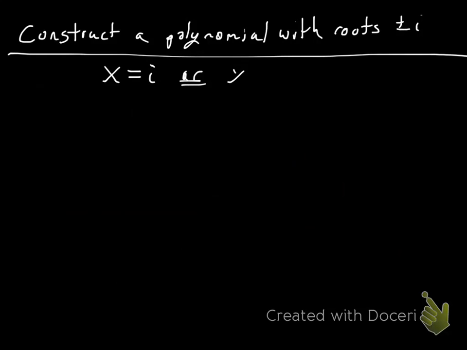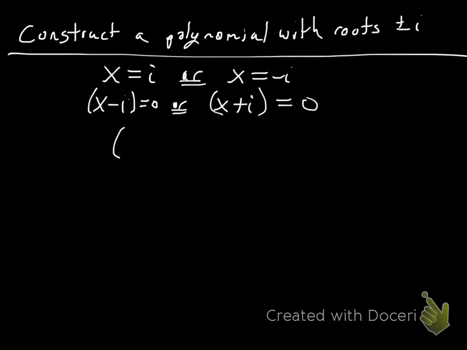So we'll start in the same way. We start at the beginning. x is equal to i, or x is equal to negative i. For the first one, we'll subtract i from both sides. We'll have x minus i equals 0, or we'll add i to both sides, x plus i equals 0. And combine those two factors. And then we'll go ahead and FOIL.